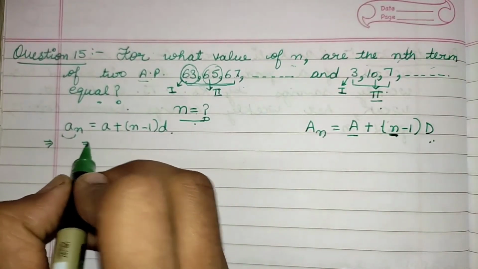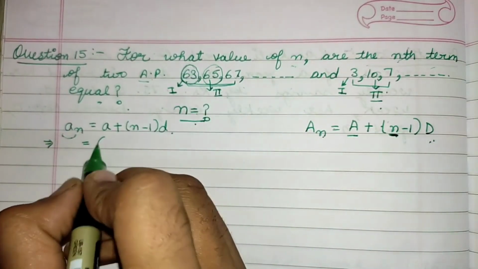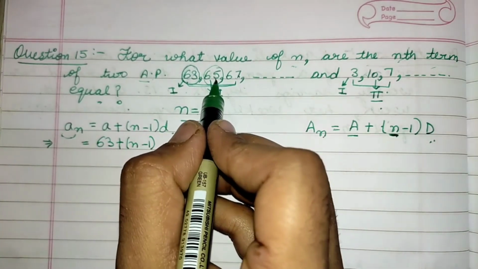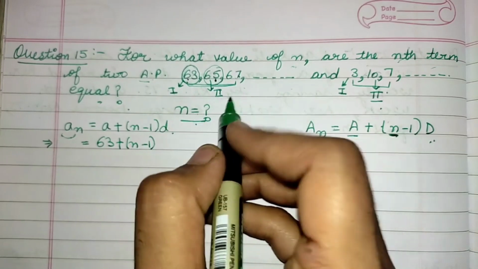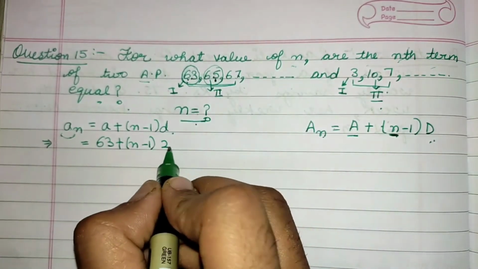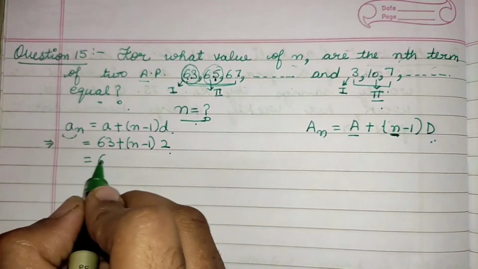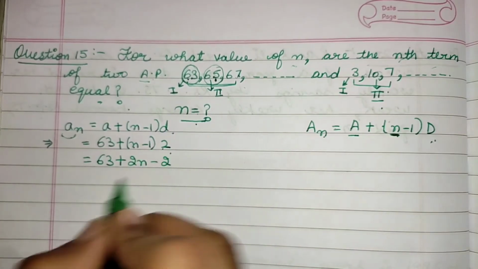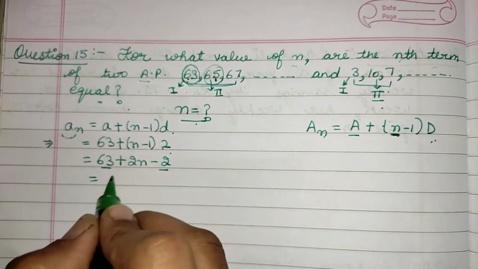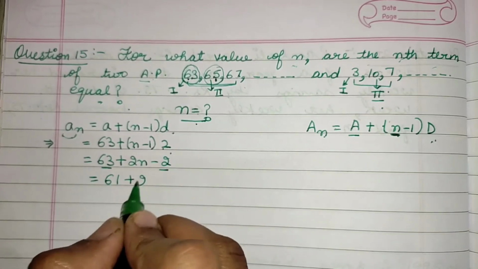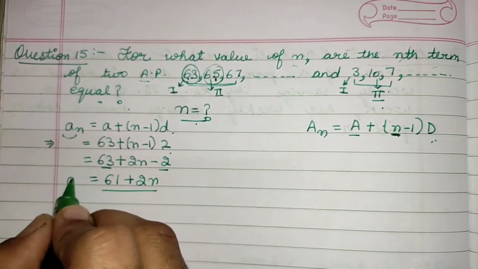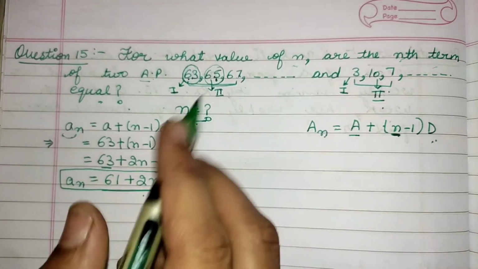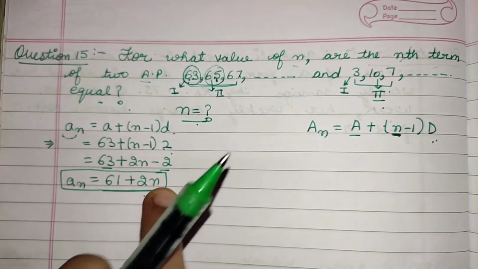So now we know that a for the first AP is 63 plus n, which I do not know, and d for this is 65 minus 63, which will be equal to 2. So I will get my answer as 63 plus 2n minus 2. After doing this subtraction, I will get 61 plus 2n. This is the nth term of the given first AP, right?